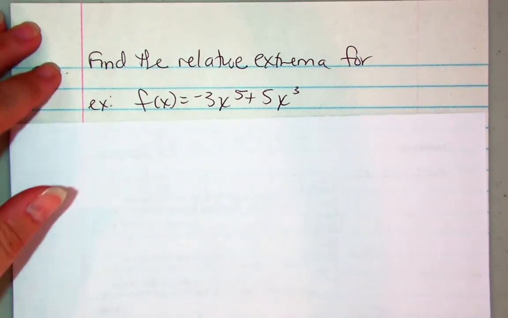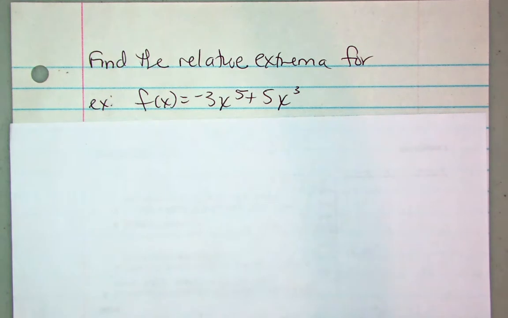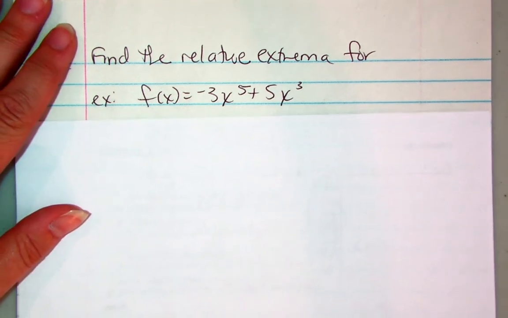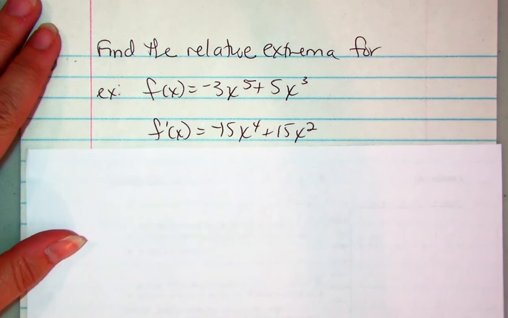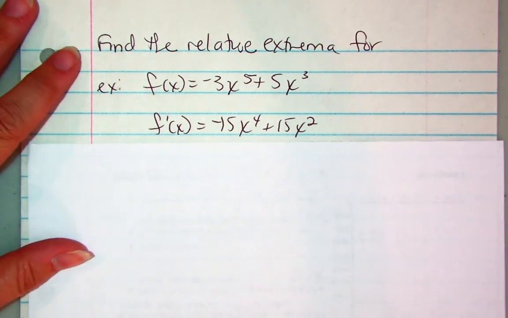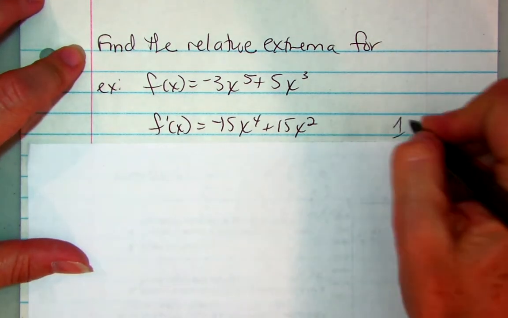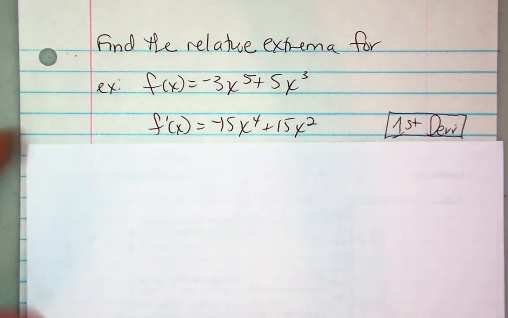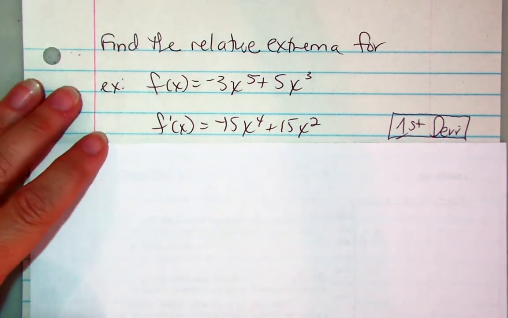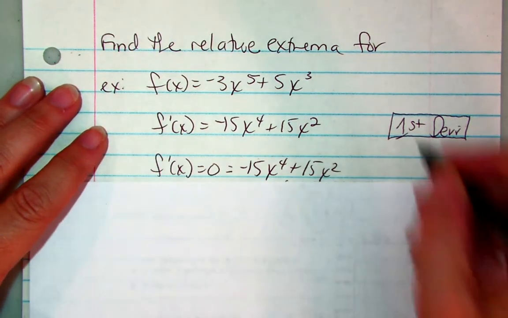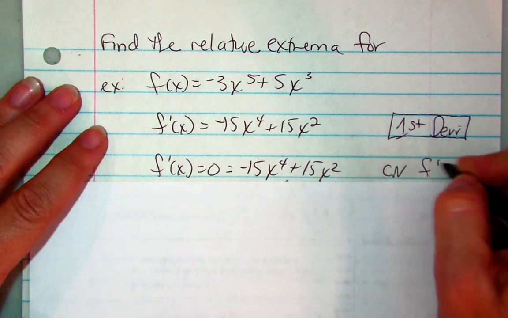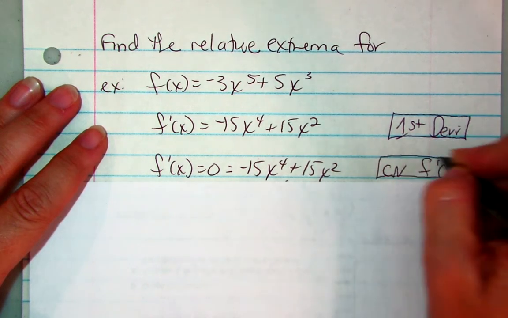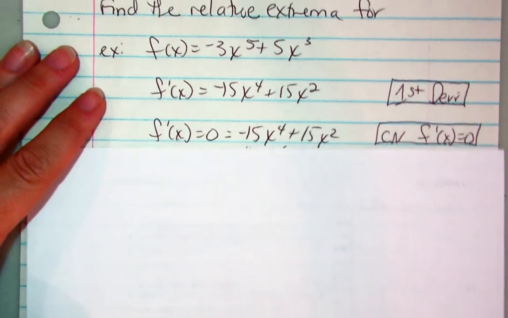Let's find the relative extrema for f of x equals negative 3 times x to the 5th power plus 5 times x to the 3rd power. Well, the first thing I need to do is take the first derivative. In which I did that, brought down the 5, brought down the 3. And now I'm going to go ahead and find the critical numbers by setting it equal to 0.